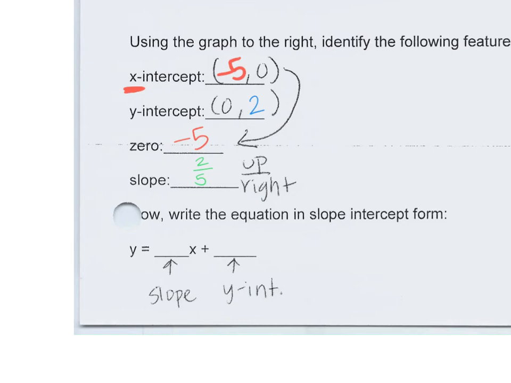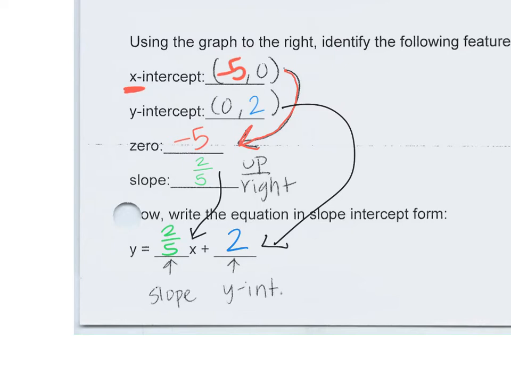So to write my equation in slope-intercept form, I'm going to put the slope with x. Sorry, that's not a negative. Put the slope with x, and the y-intercept is listed after. So if you notice, up at the top for the features, the x-intercept and the 0 are very similar, but the pieces that we don't rewrite are the pieces that are listed in my slope-intercept form.